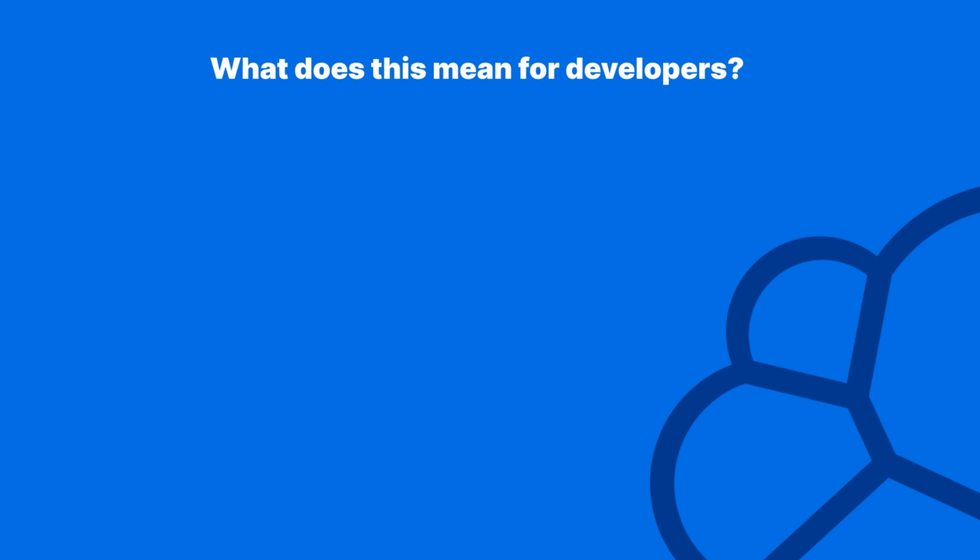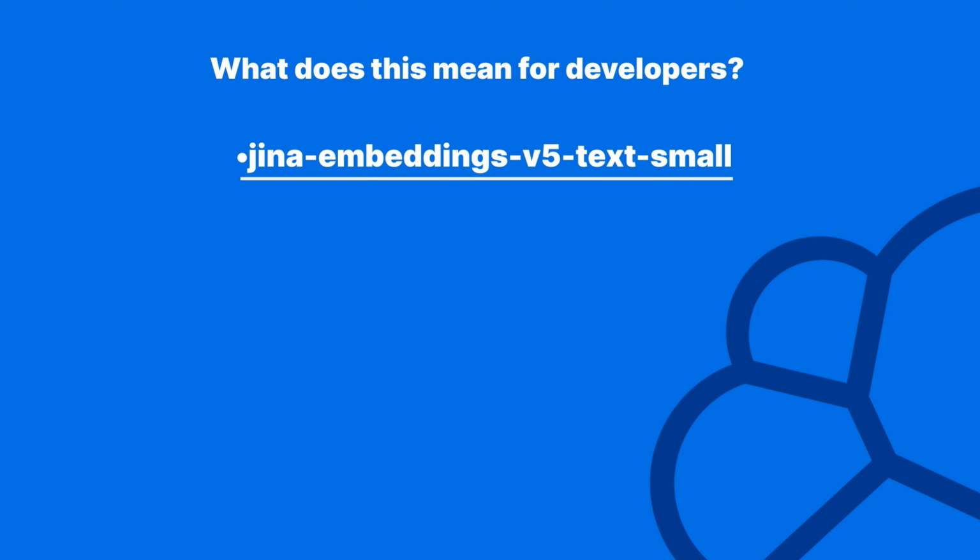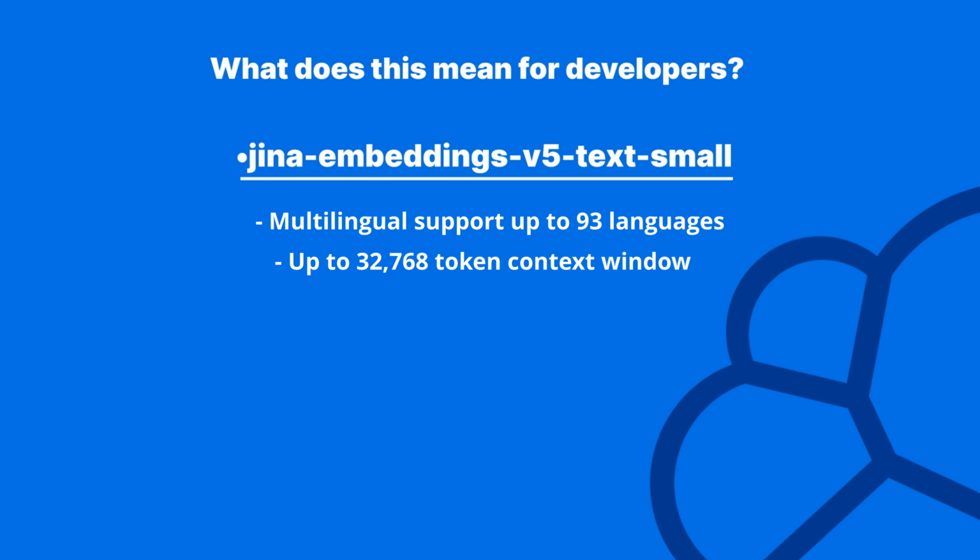So what does this mean for you as a developer? Switching to the Jina Embeddings v5 family unlocks some major upgrades for semantic search right out of the box. First, you get multilingual support across 93 different languages. Second, you get access to longer context windows. And third, stronger dense embedding quality for your retrieval tasks.